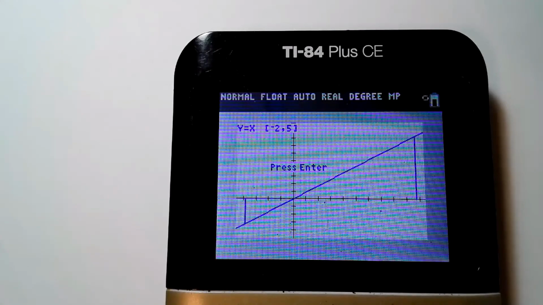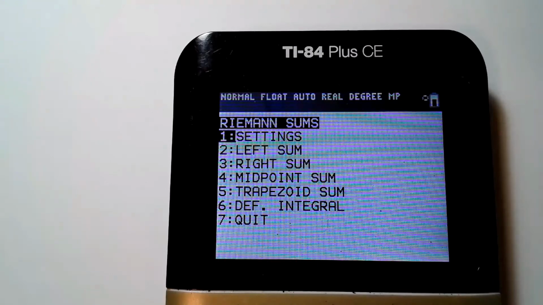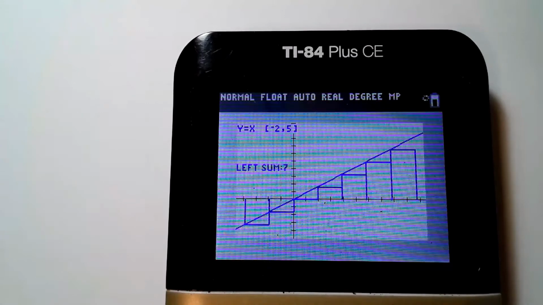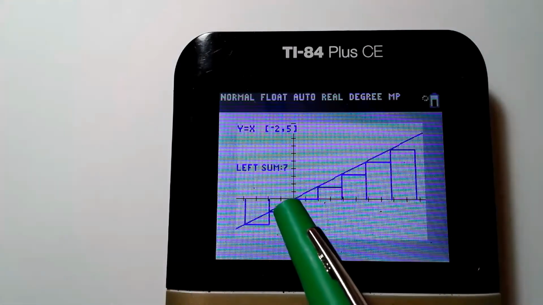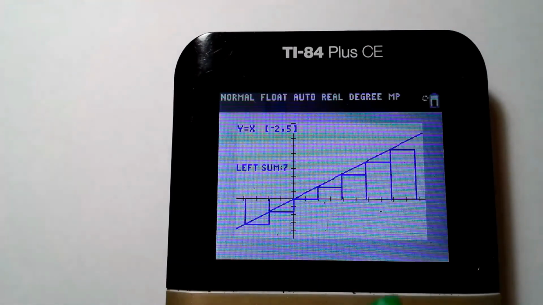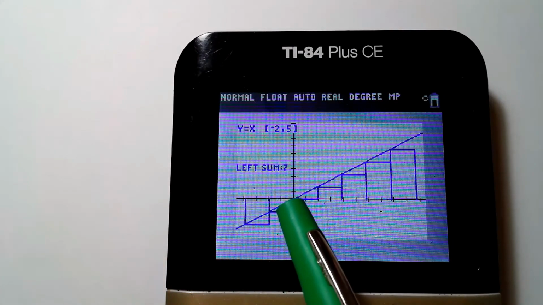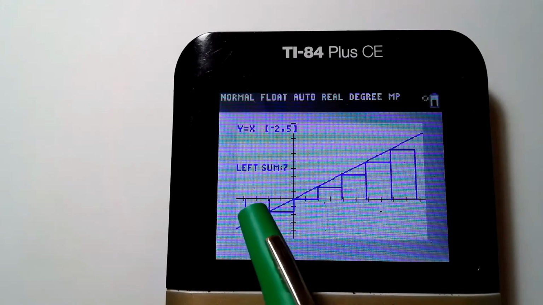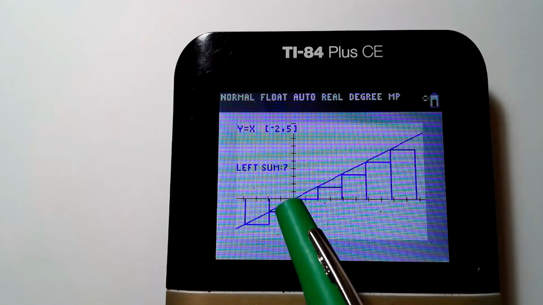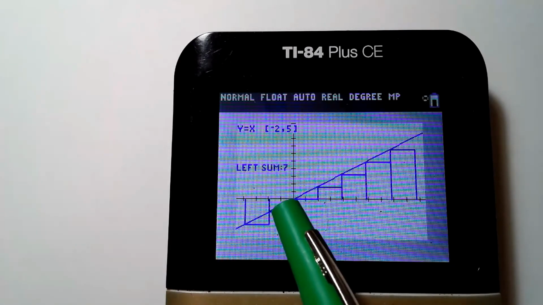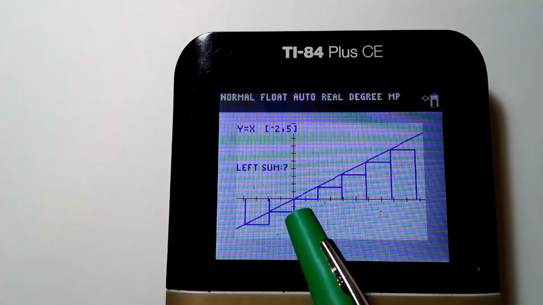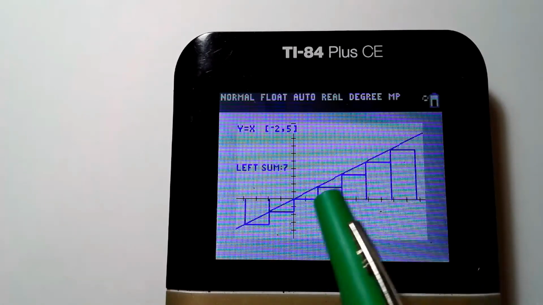So there's our function. Now what I want you to know, let me just do a left sum. What you're going to notice is here we've got some area below the curve and some area above the curve. The other thing you should notice is that the area below the curve, from -2 to 0, is much smaller than the area above the curve, above the positive x-axis and below the function. From 0 to 5, we have a lot more.